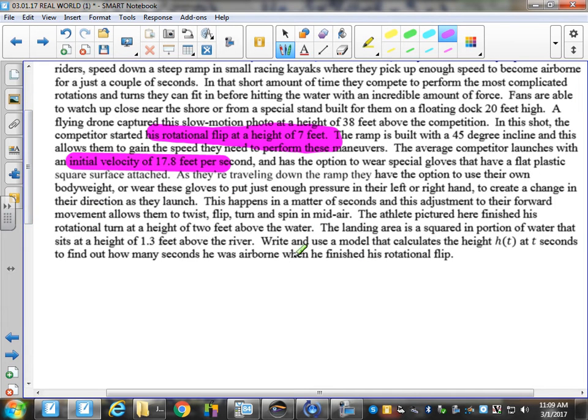What is his ending height of his rotational flip? Make sure you read through the last few sentences. The athlete pictured here finished his rotational turn at a height of 2 feet above the water. The landing area is a squared-in portion of water that sits at a height of 1.3 feet above the water. Find out how many seconds he was airborne when he finished his rotational flip. So what is the height when he finishes the rotational flip? 2.